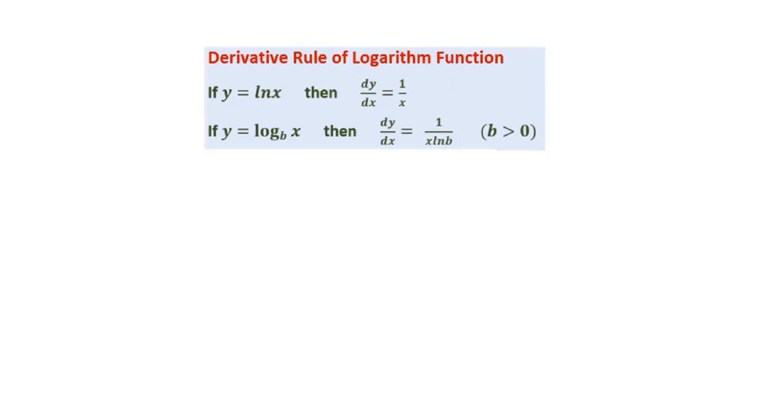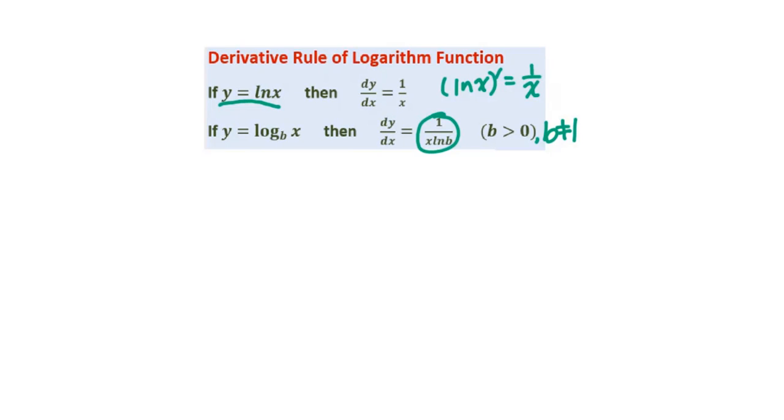Today's lesson is about derivative rules of logarithm functions. Here's the formula. If y equals natural log of x, then dy by dx equals 1 over x. In other words, we can write down natural log of x, do the derivative, you will get 1 over x. If y equals log base b of x, then the derivative you will get this. The b is not equal to 1.